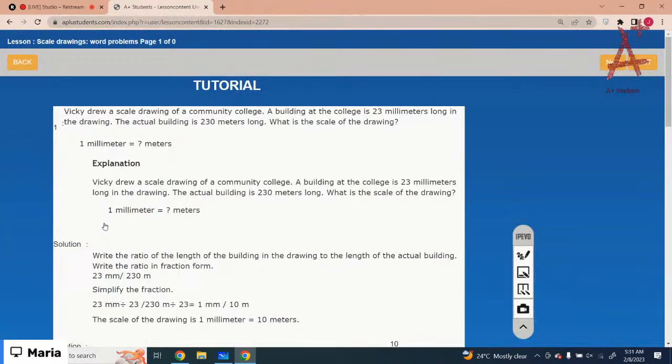Okay, Vicky drew a scale drawing of a community college. A building at the college is 23 millimeters long in the drawing. The actual building is 230 meters long. What is the scale of the drawing? Got it? So you have to convert from millimeters to meters. So 23 millimeters, and then here you have 230. Got it?